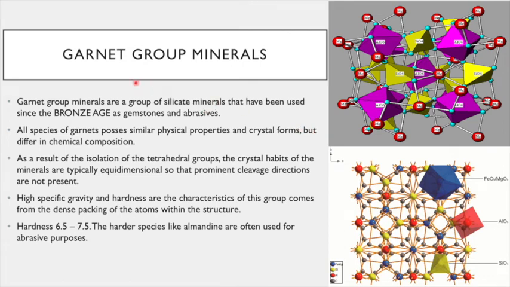So let's first start with the garnet group minerals. Now garnet group minerals are a group of silicate minerals that have been used since the Bronze Age as gemstones and abrasives. All species of garnet possess similar physical properties and crystal forms, but differ in chemical composition. As a result of the isolation of the tetrahedral groups, the crystal habits of the minerals are typically equidimensional, so that prominent cleavage directions are absent.